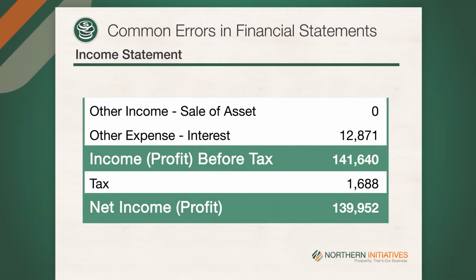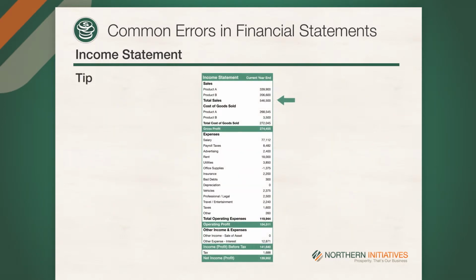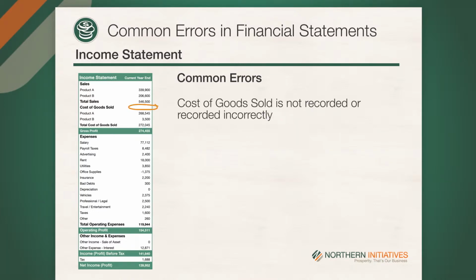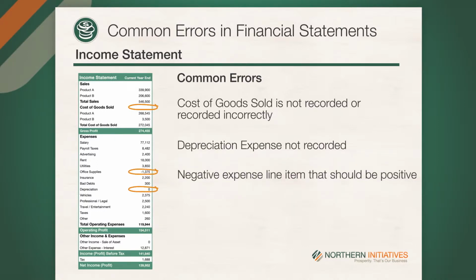Accuracy is important. Here's a tip. Review your income statement line by line to assess the accuracy. Does the amount of each line look reasonable? Are there negative numbers that should be positive? Zero fields that should have a dollar amount? There are 4 common errors on this case study income statement. Cost of goods sold is not recorded or recorded incorrectly. Depreciation expense not recorded. Negative expense line item that should be positive. Loan principal payments recorded as an expense.